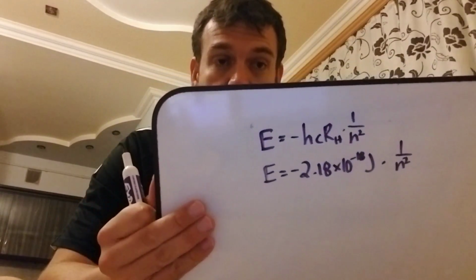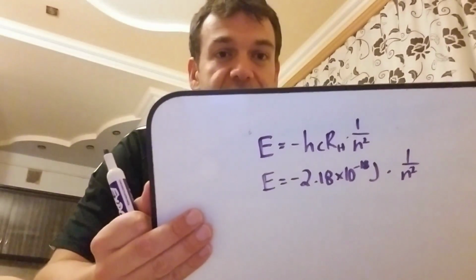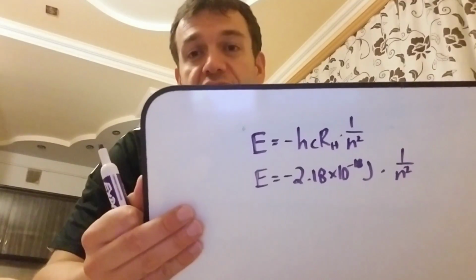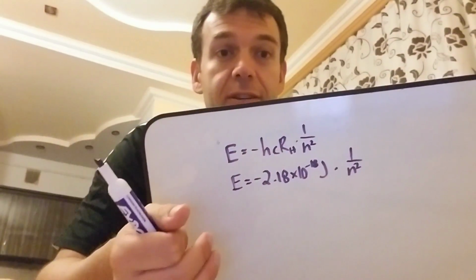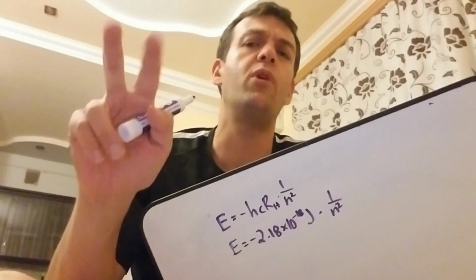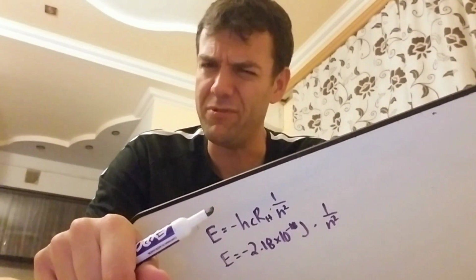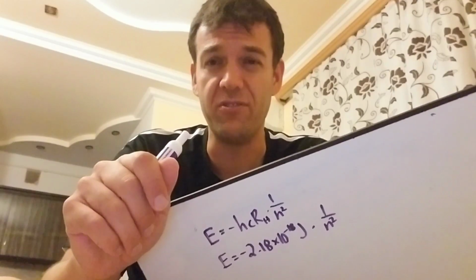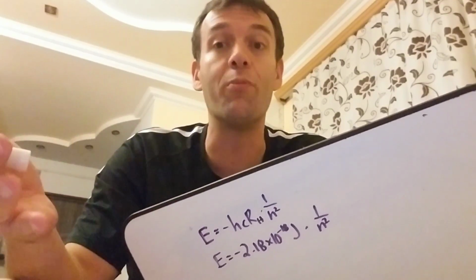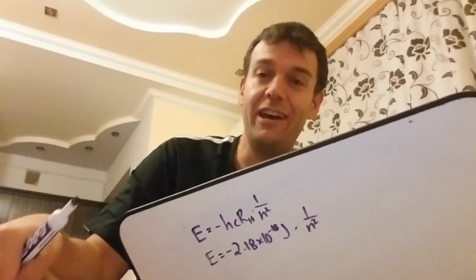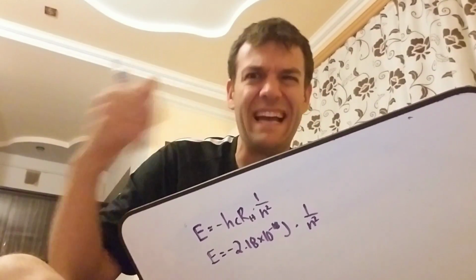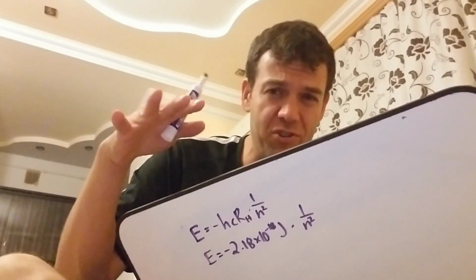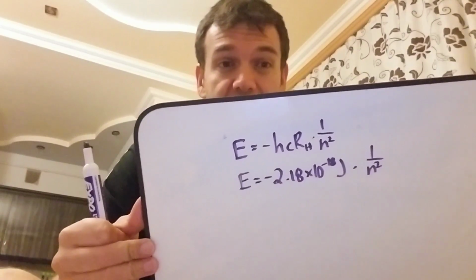H is Planck's constant, c is the speed of light, R_H is Rydberg's constant for hydrogen, so R is for Rydberg and H is for hydrogen. And n is the principal quantum number. That language is very important to understand because it just means what orbital you're in, what energy level you're in, okay? So it's very basic idea-wise, but it's also very textbooky when you read it, so you want to be sure about what the n is, okay?